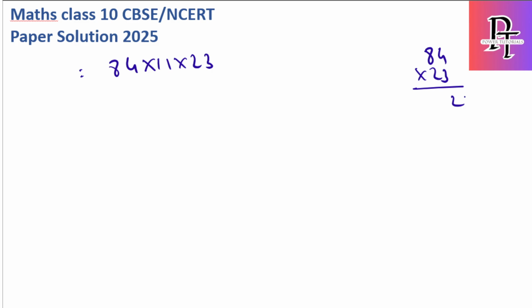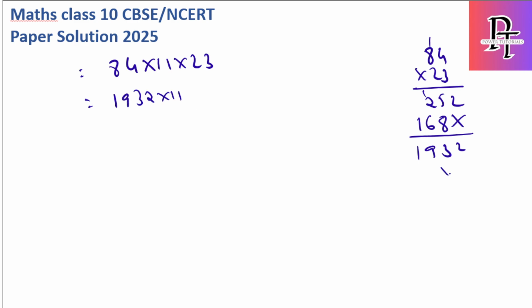4 threes are 12, 2 fours are 8, 8 and 1 is 9... So it is 1932 into 11. Into 11 is easy because you just need to add both the things again.